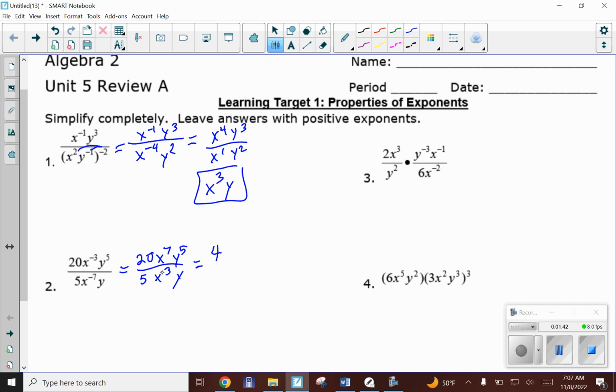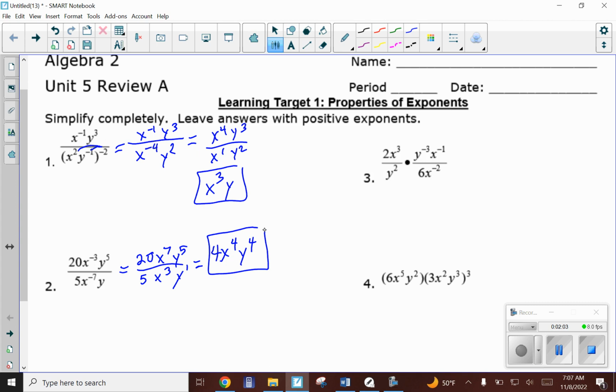If I have x to the 7 on top and x to the 3rd on the bottom, I can subtract those. And that's going to leave me with x to the 4th. And then I can subtract these. Don't forget this has a 1 on it. So 5 take away 1 is 4. And everything ends up on top because there's more on top. That's our final answer.